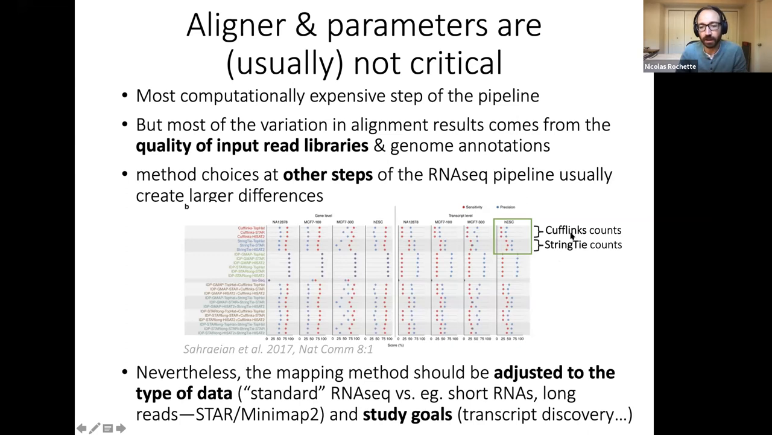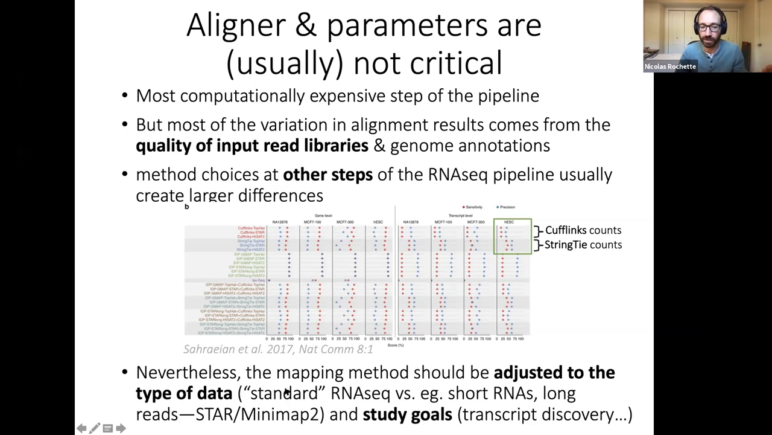So for instance here, the way we actually count, how we actually quantify the expression from some given read alignments matters more than the actual aligner. So generally, the alignment step is intimidating in terms of actually running it, but it is not the most critical step in terms of parameter choice. So alignments themselves, they're quite reliable. The one thing you want to account for is the type of data you have.